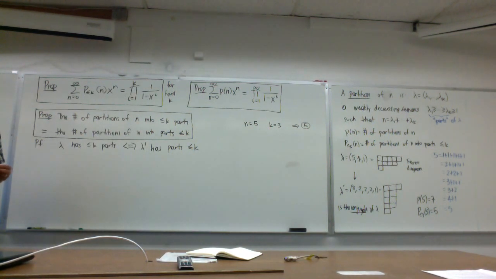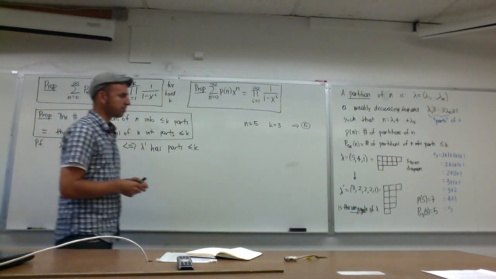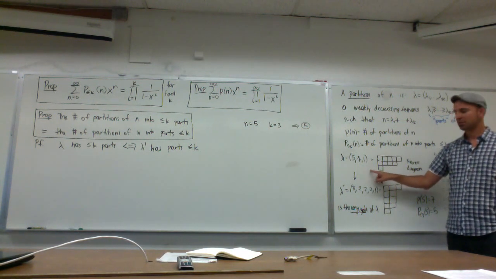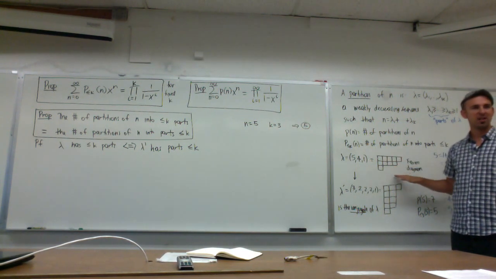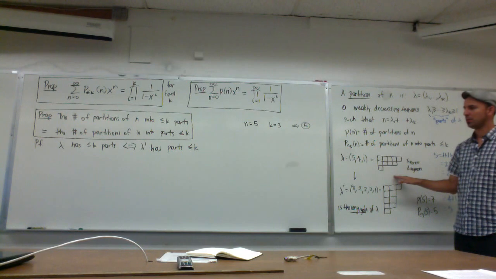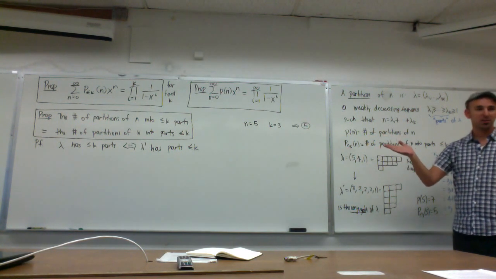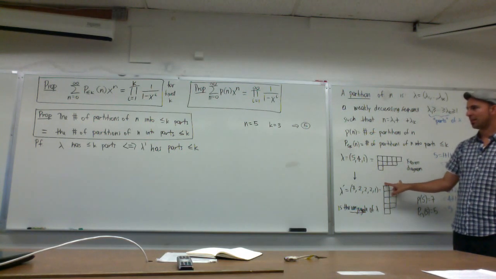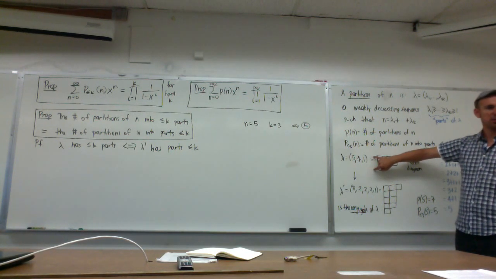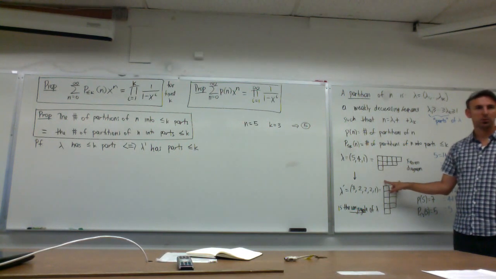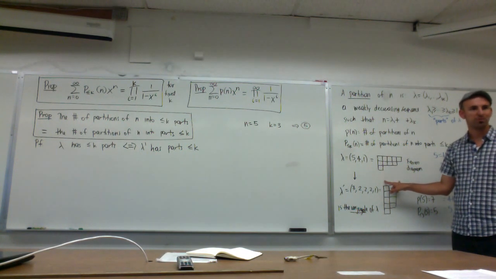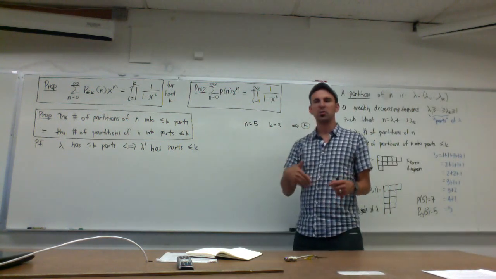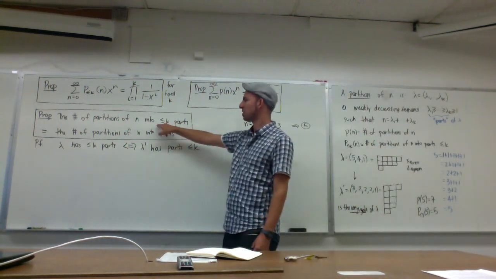Right? Because lambda having less than or equal to k parts, the parts are the rows. So we're saying lambda has at most k rows. Now lambda prime having parts less than or equal to k, that means you have at most k columns. So what we're saying is that lambda has less than or equal to k rows if and only if lambda prime has less than or equal to k columns. That's pretty obvious. And so in other words, conjugation is a bijection between these partitions and these partitions.